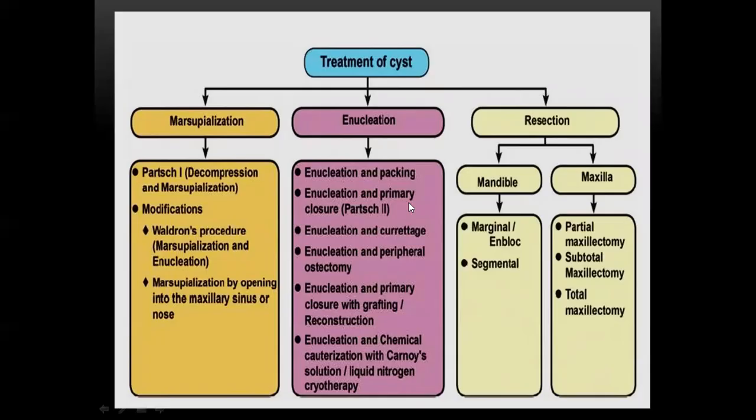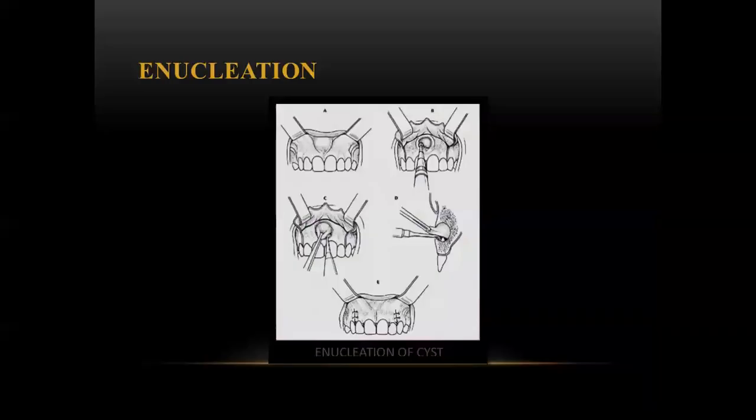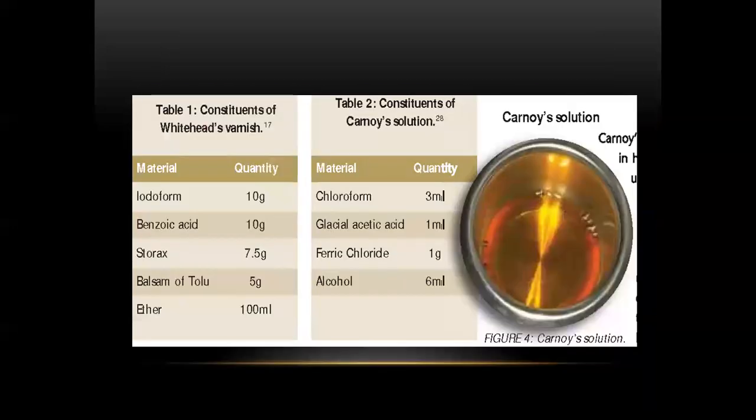Enucleation with packing: after enucleating the cyst, you can pack the cavity with iodoform or Whitehead varnish. I'll tell you the composition of Whitehead varnish. It consists of iodoform 10 gram, benzoic acid 10 gram, storax 7.5 gram, balsam of tolu 5 gram, ether 100 ml. So this is the composition of the Whitehead varnish, where after enucleating the cyst, you have to pack the cavity with it.